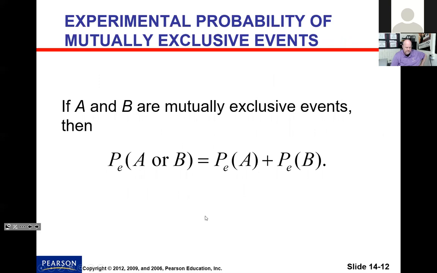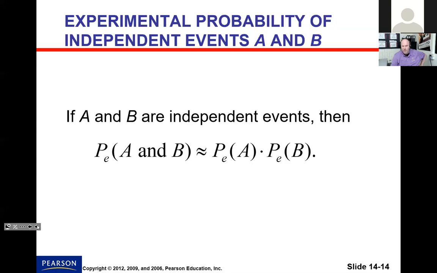Add what? Sorry, what are you adding? For instance, the probability of heads or tails: you would find the probability of the heads, find the probability of the tails, and then add them, because you can't have them at the same time. Whereas independent, you can have them at the same time. Okay, now that's better. It's a subtle difference between the two of them.